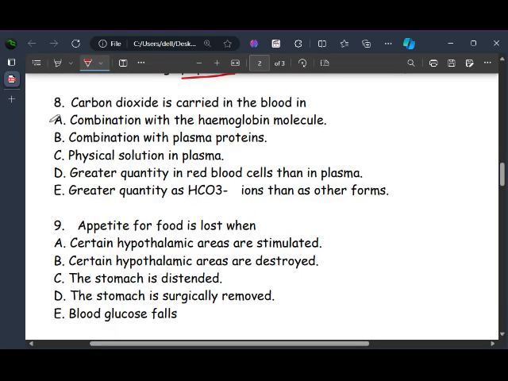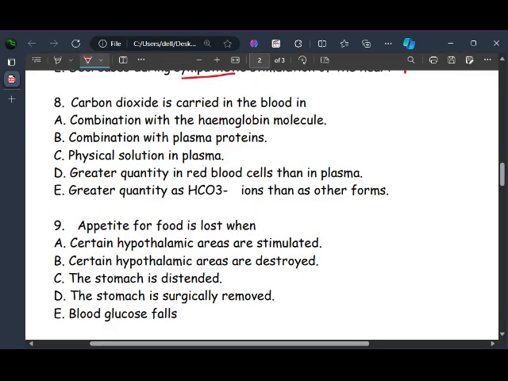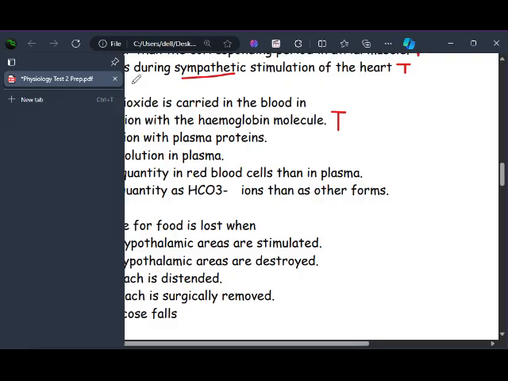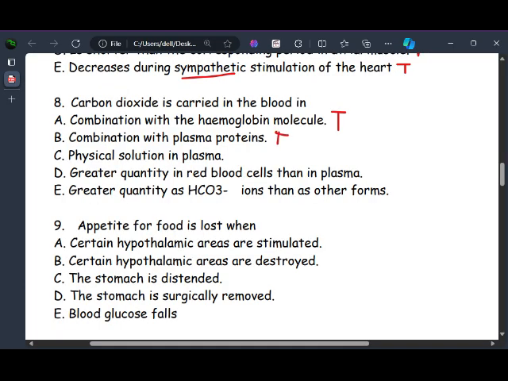All right, question number 8, which is the second from the last question. Carbon dioxide is carried in the blood, A, in combination with the hemoglobin molecule. Does that occur? Yes, it occurs. That is true. In combination with plasma protein, does that occur? Of course, it does occur. Is it in physical solution in plasma? Of course, that is also true.